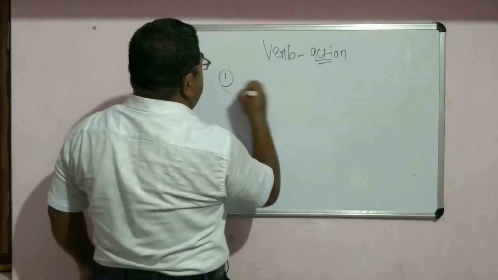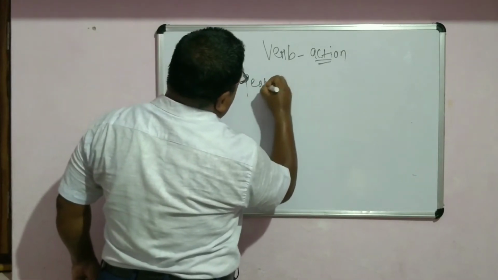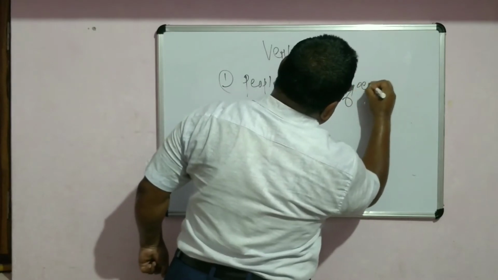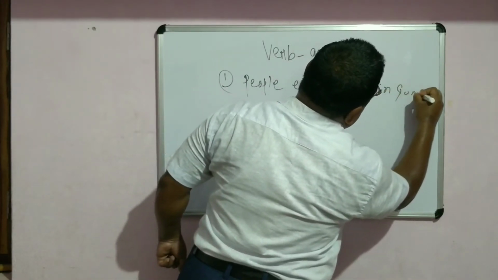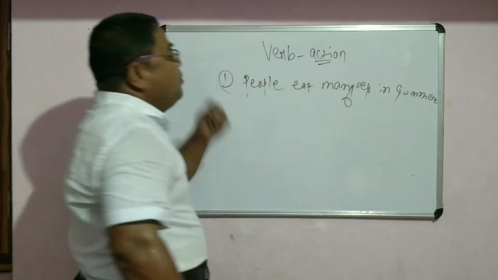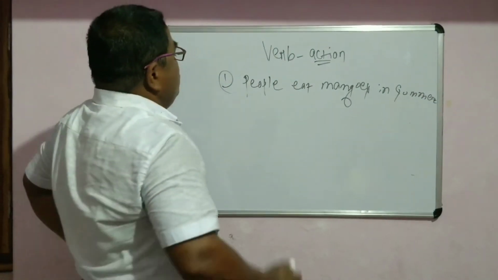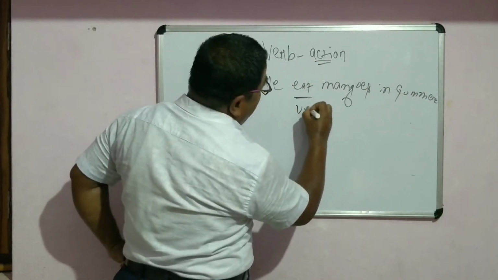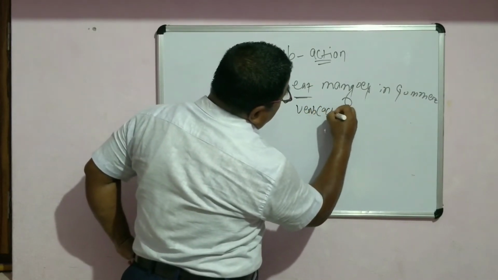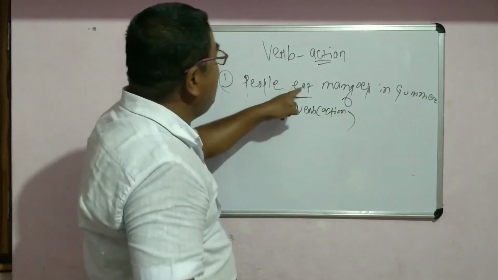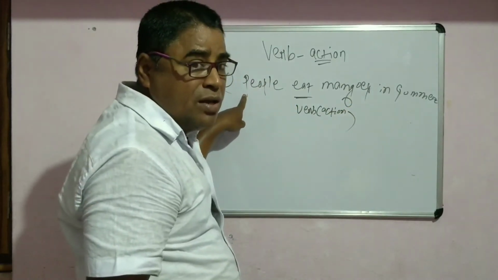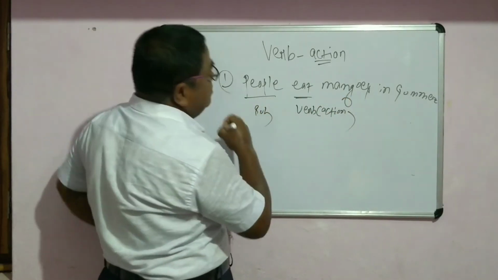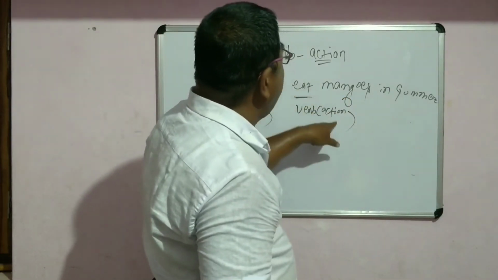Suppose an example is there. People eat mangoes in summer. So what do the people do? Eat. Eat is the verb showing action, because the action of eating is done by the subject people. So here people do something. So people is the subject. Eat is the verb denoting action.